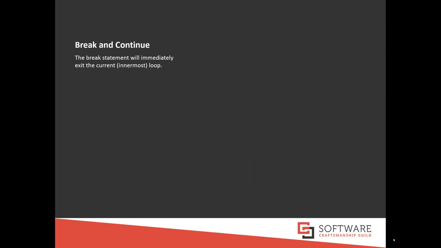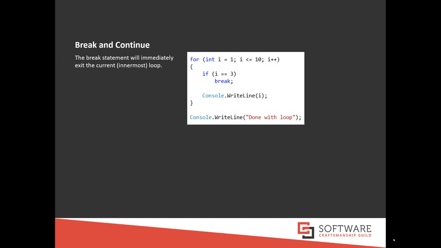There are 2 statements with loops that I want to make you aware of. The first is the break statement. Break will immediately exit the current innermost loop. And here we've got an example of some code. We've got a for loop that's going to print the numbers from 1 to 10. However, inside the loop, I've said that if i is equal to 3, I want you to break.